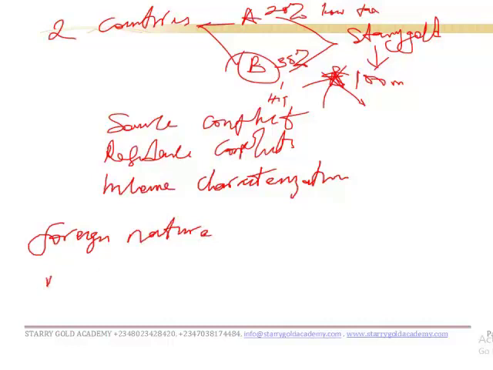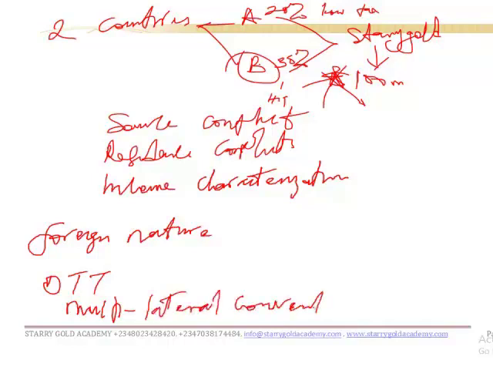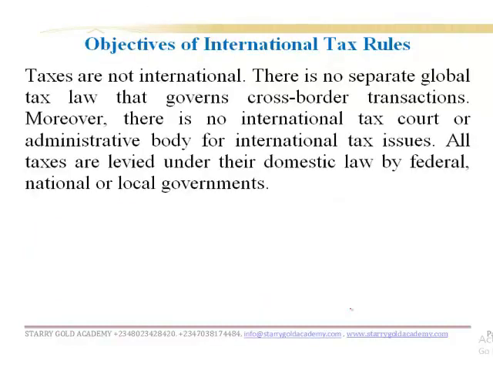So that's why there are many conventions. We also have double tax treaties. We have multilateral conventions, we have bilateral conventions and the likes, so as to form some agreement on how to deal with these international issues on taxation. Is that clear? So now let's look at the objectives of international tax rules. What are the objectives of international tax rules?